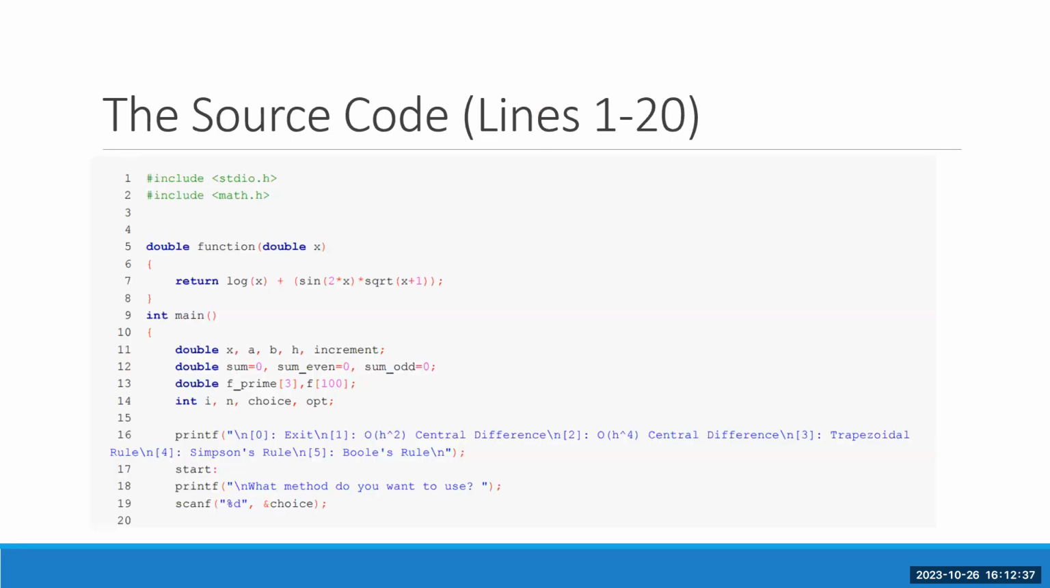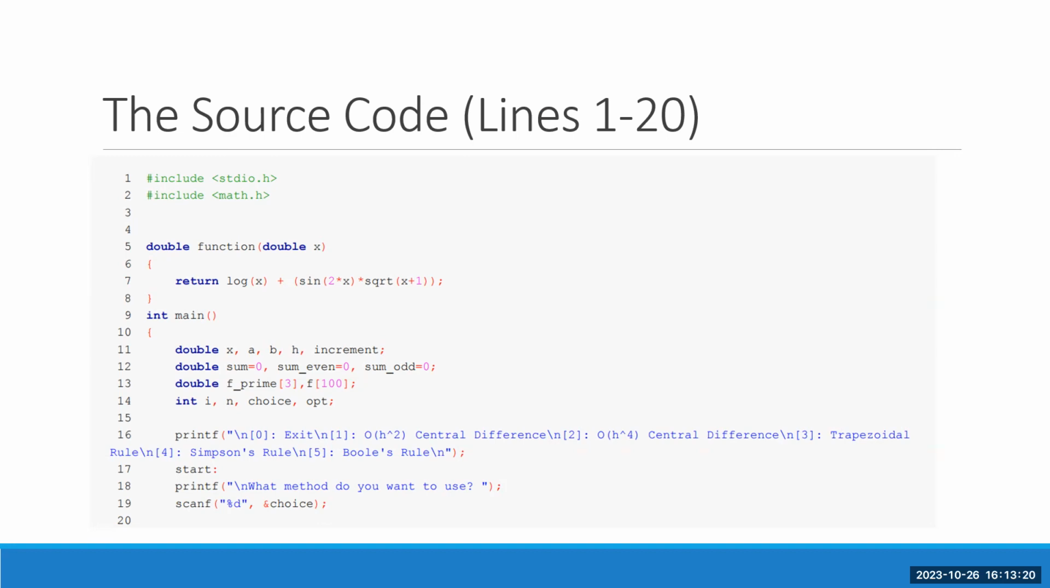We shall now explore the components of the C source code provided, focusing on the key elements of the program. The code begins by including two essential libraries, stdio.h for input and output operations, and math.h to access our mathematical functions. Next, we define a function called function that represents the previous function f of x. This function takes x as input and returns the value of f of x by computing the ln of x plus sine 2x times square root of x plus 1.